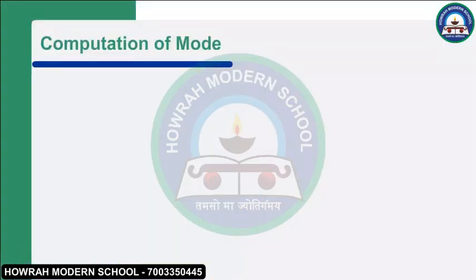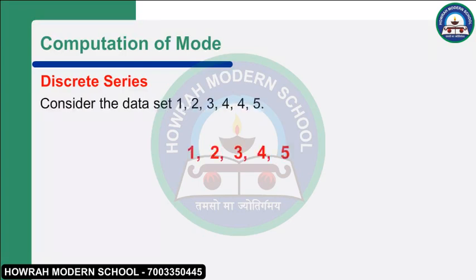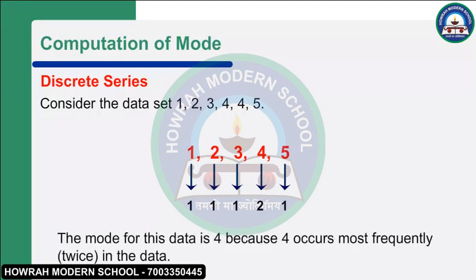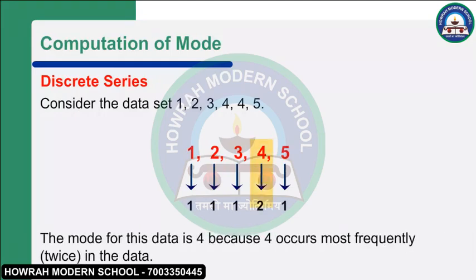Computation of mode. Discrete series. Consider the data set 1, 2, 3, 4, 4, 5. The mode for this data is 4 because 4 occurs most frequently, twice in the data.